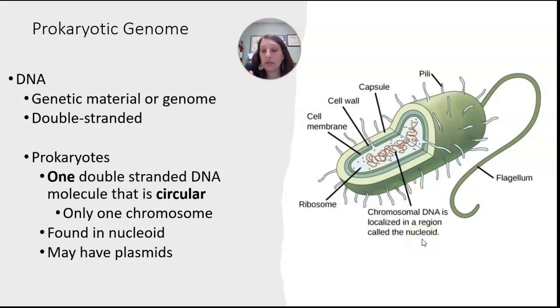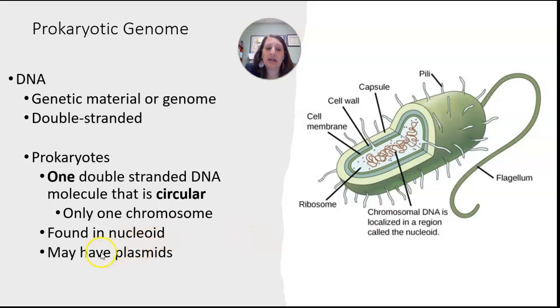The DNA of a prokaryote or a eukaryote like us, we call it our genetic material, or if we take into account all of the DNA in the organism, it's called the organism's genome. DNA is double-stranded. Whether we're looking at prokaryotes or eukaryotes, DNA is always going to be double-stranded. In prokaryotic organisms, like the bacteria shown here, they only have one double-stranded DNA molecule, and their DNA is circular. Again, they only have one. It's found in a specific region of the cell called the nucleoid, not membrane bound, so no nucleus.